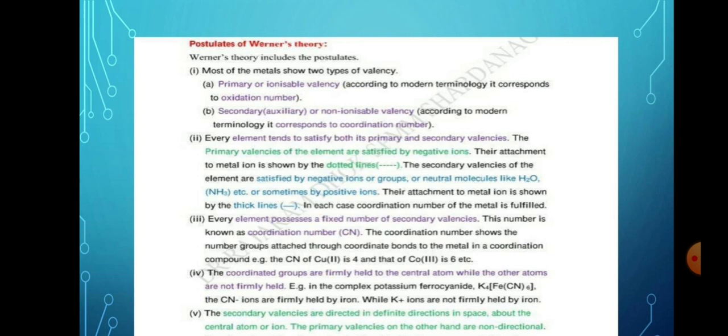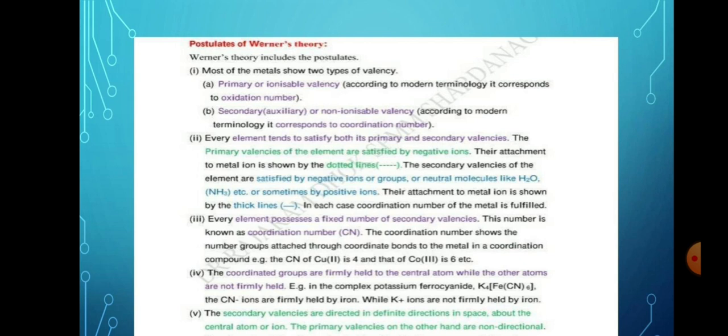First we see the postulates of Werner's theory. First one is, most of the metals show two types of valency. We have already seen, that is primary or ionizable valency, and it corresponds to the oxidation state or oxidation number. Then secondary or non-ionizable valency, and it corresponds to the coordination number.